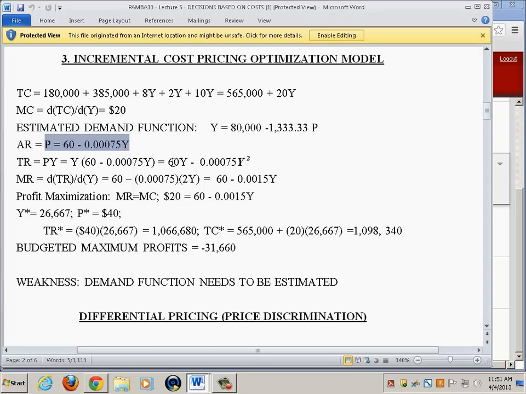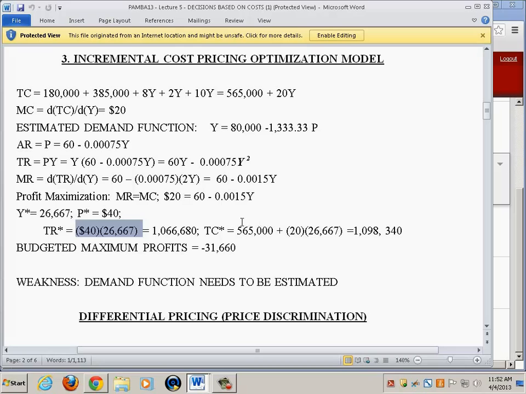So now of course we naturally ask, if we do that, what will be the level of our profits? Well, it's easy to calculate because profits are total revenues minus total costs. So total revenues are the price, the maximizing price, times the maximizing quantity, 40 times 26,667. So we get 1,066,680 as our total revenue.